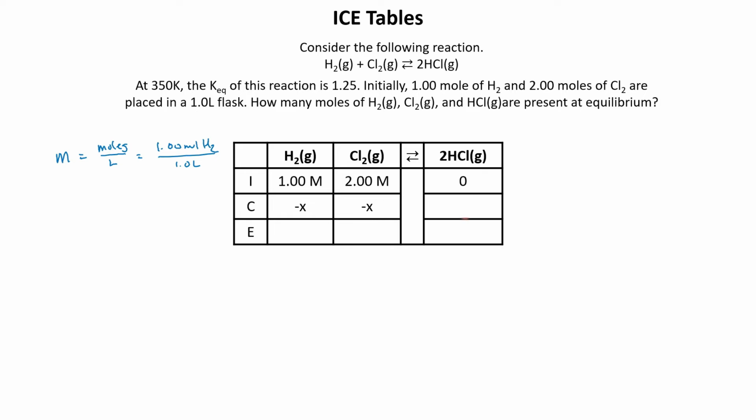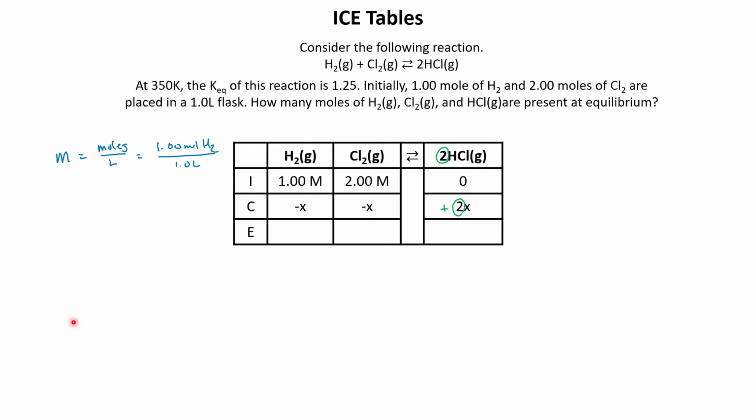Because we are going to consume some of our reactants to form products. And on our product side, we are going to have 2X. Now, you might be wondering why we have a 2 here, and that is because of the stoichiometry. There is a 2 right here in front of our hydrochloric acid. This is a positive 2X because we are forming product.